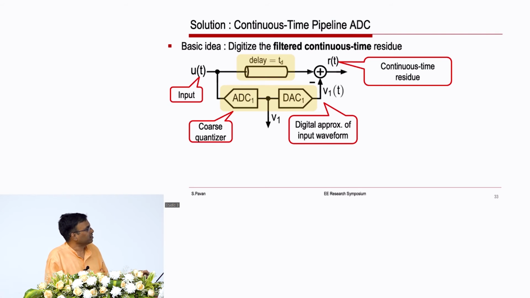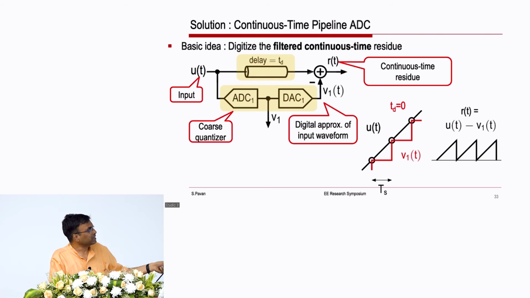And you might be wondering, this is a delay line of delay Td, and you might be wondering what that delay line is doing there. It turns out, as we will see going forward, that this residue should be made as small as possible. It is advantageous to do that, as we will see going forward.